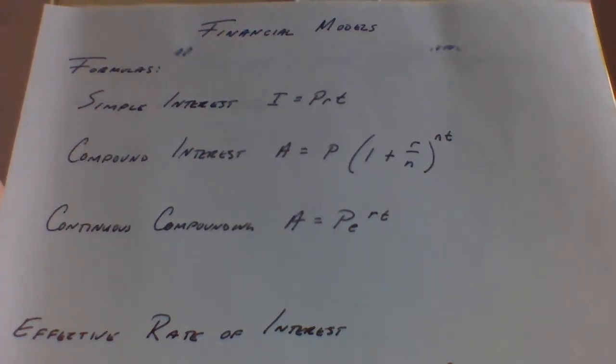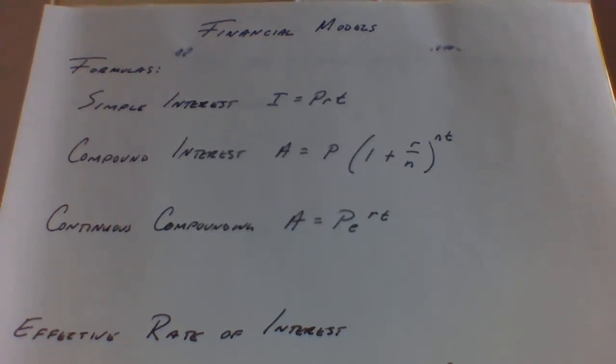Let's take a look at our section on financial models. In this section, we're going to start with some formulas, and let's go ahead and jot some of these down first before we get started on some of our examples. We're going to be looking at a couple different ways to calculate interest, and our first formula is going to be on simple interest. Our formula is I equals P times R times T.